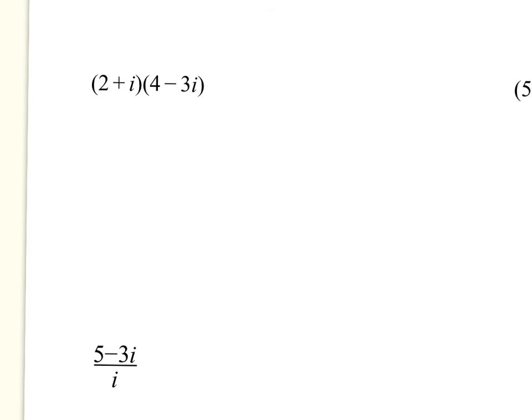Okay, let's look and see if we're multiplying them. Multiplying really is just the same idea, but we would FOIL. So 2 times 4 is 8. 2 times negative 3i, just pretend it's like an x, so it's negative 6i. i times 4 is positive 4i. And i times negative 3i is negative 3i squared.